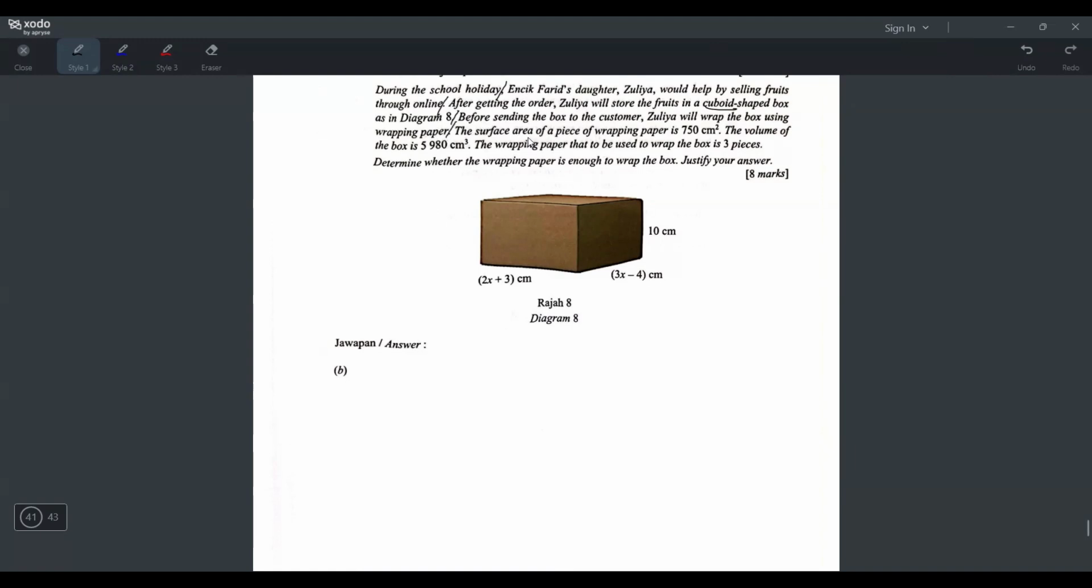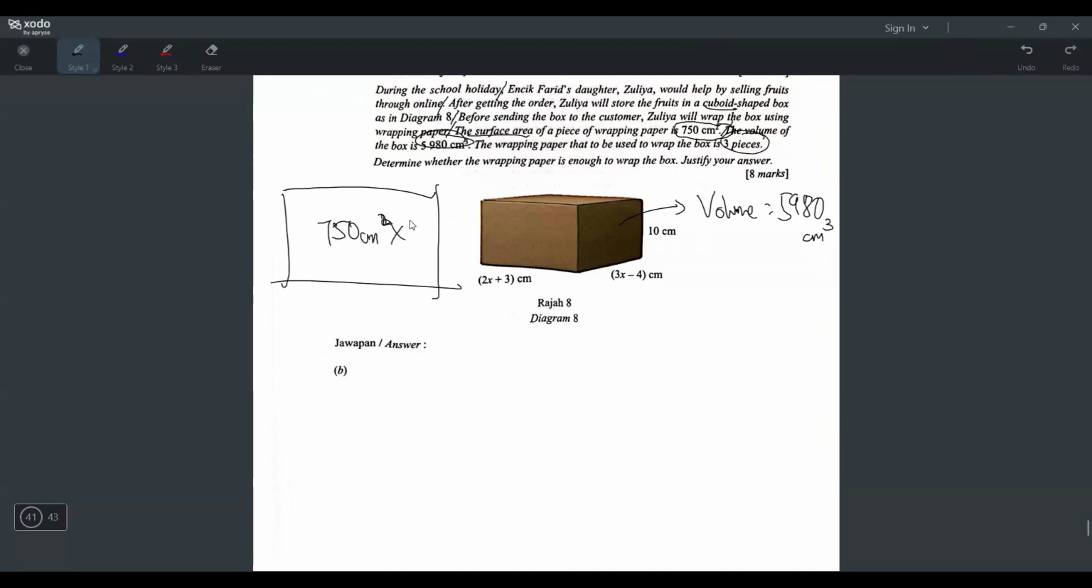Okay, still no important information. The surface area, this is now important. The surface area, luas permukaan, for a paper is 750 cm squared. So wrapping paper, we all know, when you buy it, it will look like this. When you open it up, it's a paper, right? And the surface area, the area, is 750 cm squared. Then it says the volume of the box is 5980 cm cubed.